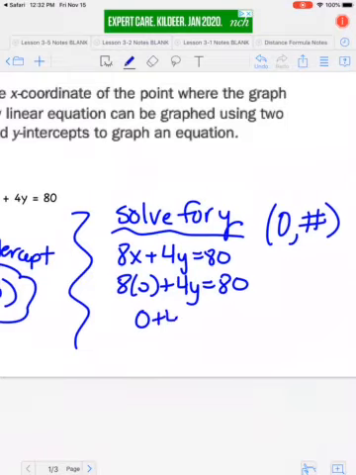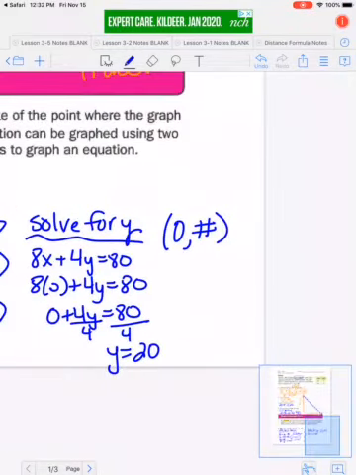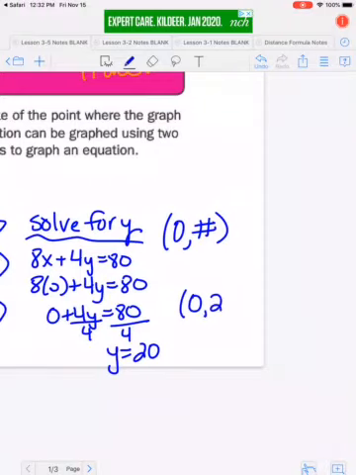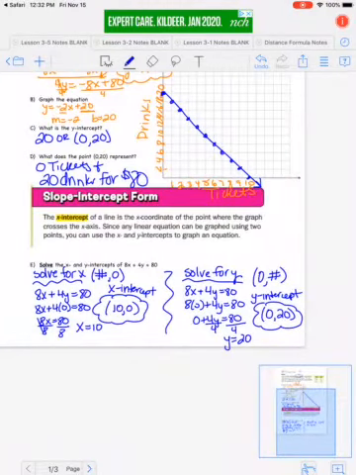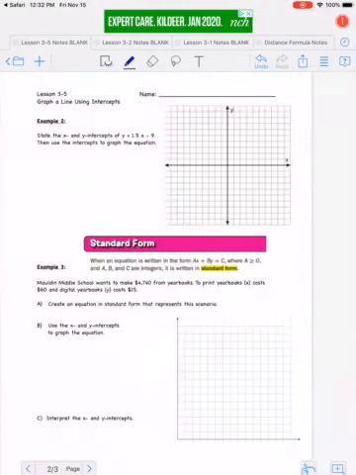So I have 0 plus 4y equals 80. Divide by 4, and y is going to equal 20. So my y-intercept would be 0, 20. And that's it. Okay, go ahead and flip to the next page.